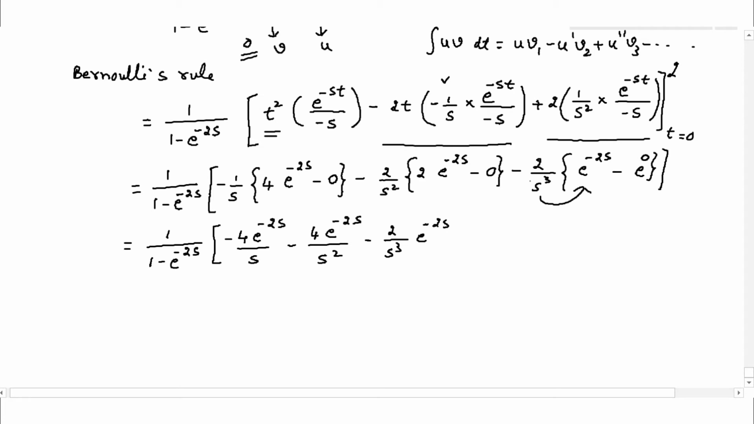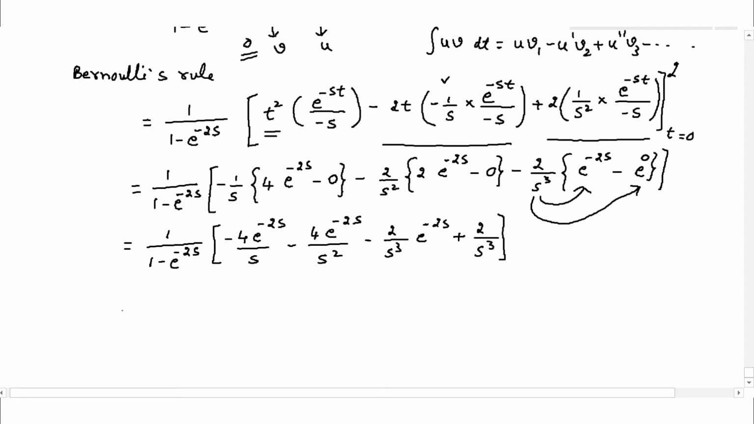Then again you have to multiply the same value with this particular expression. So minus of minus will become plus. It is 2 times of e power of 0, and we know e power of 0 will be 1. So just 2 in the numerator divided by s cube. So that's the expression we have.